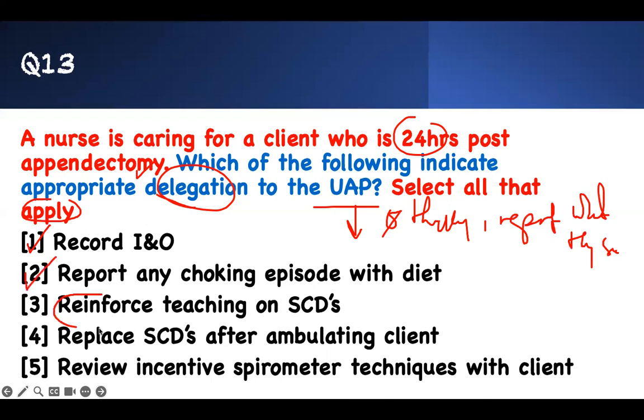Reinforce, no. That's teaching. You cannot do that. Replace. If I remove your SCD and I help you walk and I come back, I should be able to put it back on since I can touch it. Review. They cannot do that. That requires a lot of thinking, assessment. So 1, 2, and 4 is what they can do. Appropriate.